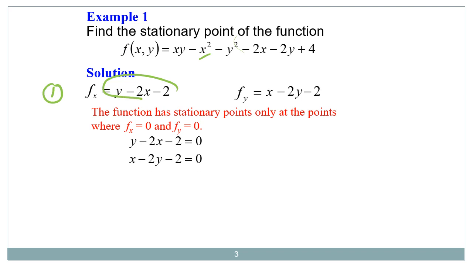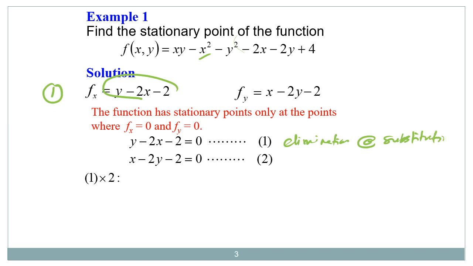This is the first equation, and then f sub y, which is x minus 2, y minus 2 equal to 0. So we can find out the point x and y, the coordinates of the stationary point, by solving them simultaneously. You can apply any method, either elimination or substitution.